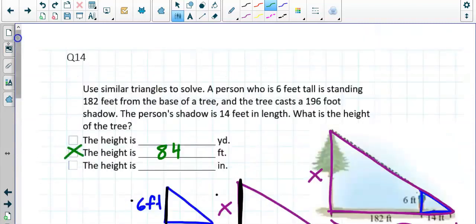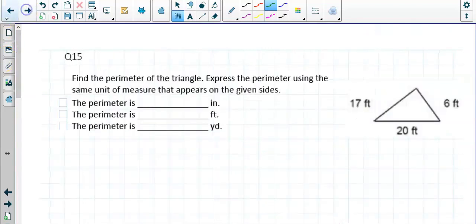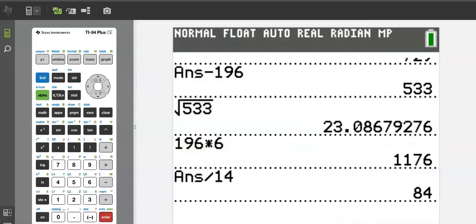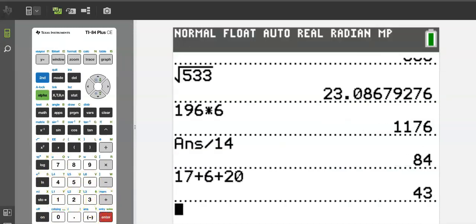All right, so we are at question 14. After this one, only 10 more. So here it says all about perimeter. What does perimeter mean? Add it all up around the outside. So all you have to do is go to your calculator, take 17 plus 6 plus 20. So 17 plus 6 plus 20 equals 43. There you go. There's your answer.